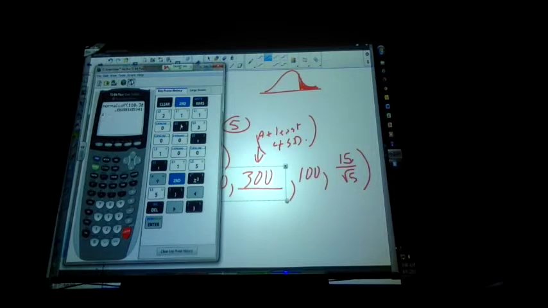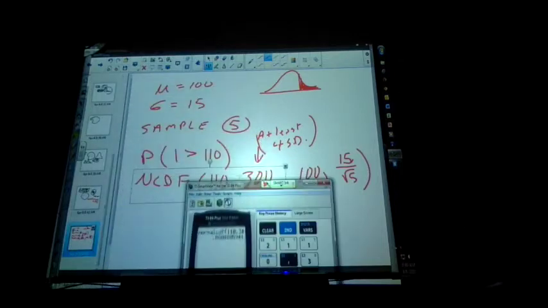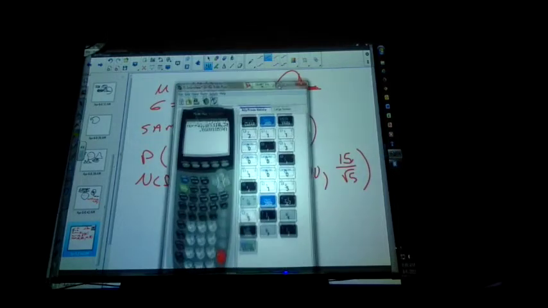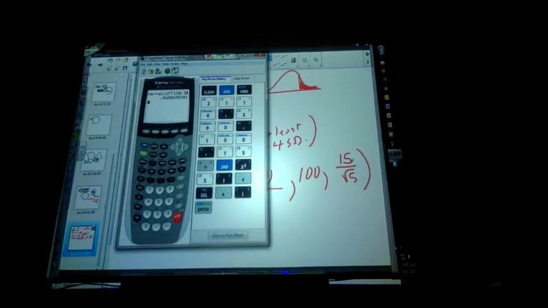So the area to the right is 6.8%. Okay? So 6.8% of our population, having an average IQ of 100, is going to have an IQ greater than 110. Okay? Kind of small? Sure. Is this just made up arbitrary stuff? Absolutely.